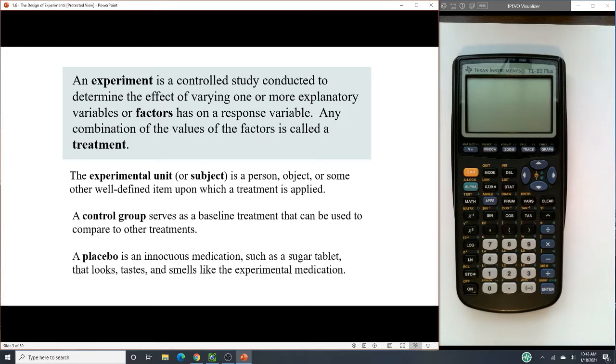We also have placebo, and this is typically an innocuous medication such as a sugar tablet. It's going to look, taste, and smell like the experimental medication, but it's actually not going to do anything to the patient. And so we will use that from time to time.